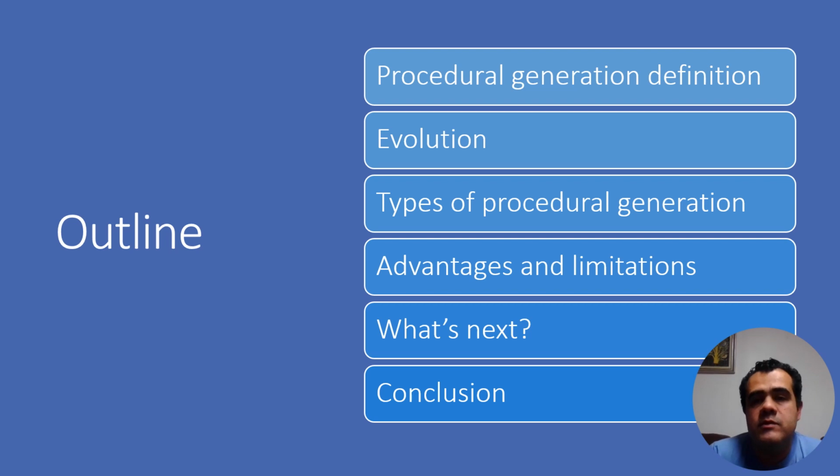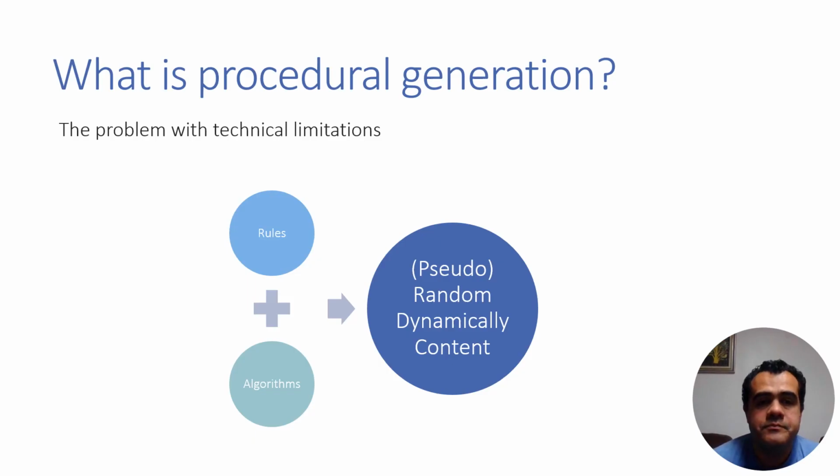First, I want to define what procedural generation is, some of the evolution and how it works, different types of procedural generation, advantages and limitations, and what we can expect about the future.